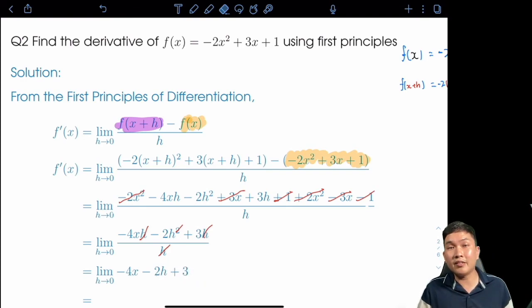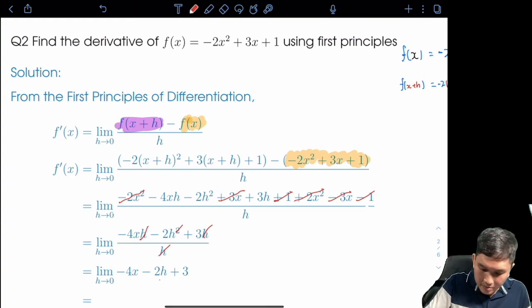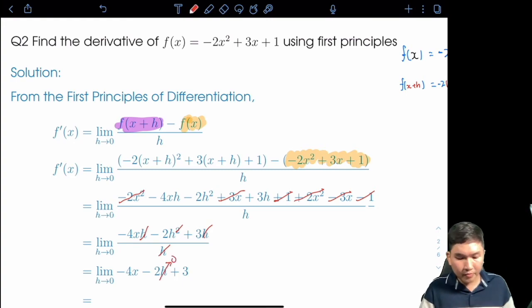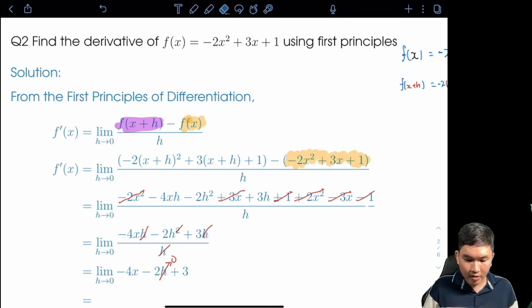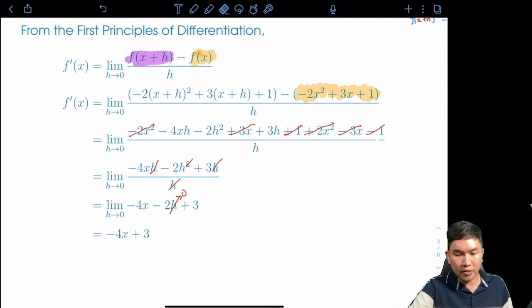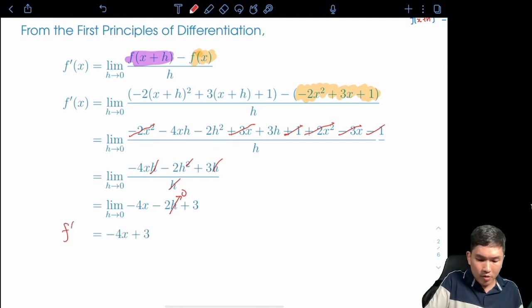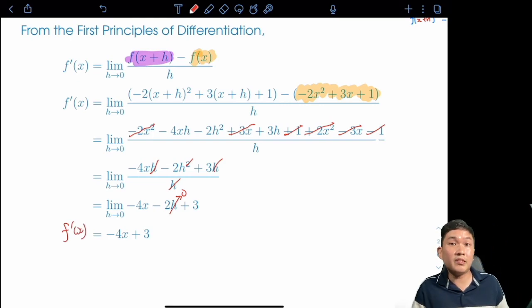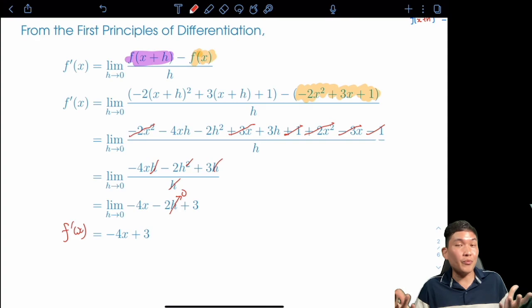And then you ask yourself again, what happens when h becomes really, really small? Then you say that, oh, it becomes negligible, it is almost 0, and we can treat it as 0 if we take limits. Yeah. So what we are left with is negative 4x plus 3. And this is our gradient function. This is our derivative. This is f prime of x. Okay. So I hope these 2 worked examples have helped you to understand what we are doing over here.